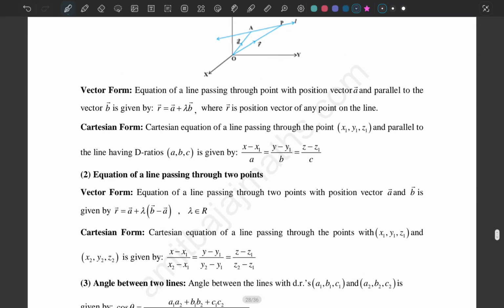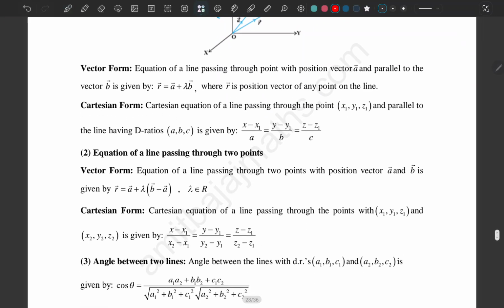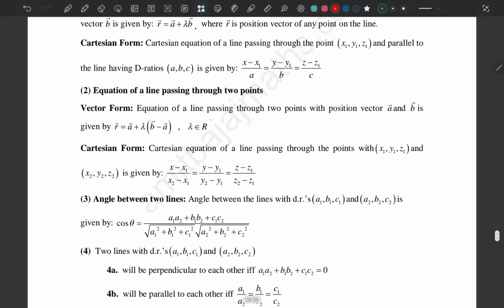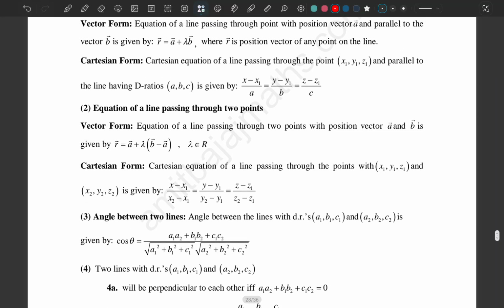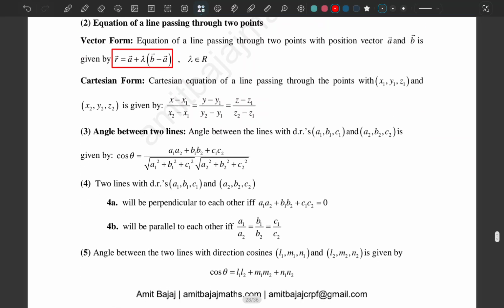Okay, and now heading towards 3D, that is three-dimensional geometry. This is quite a good chapter, I think. So Cartesian form: this is the form of representing the Cartesian equation of a line parallel to the line. This is what it is being represented with, and vector form is something like this. So just keep remembering that vector form and Cartesian form, right?